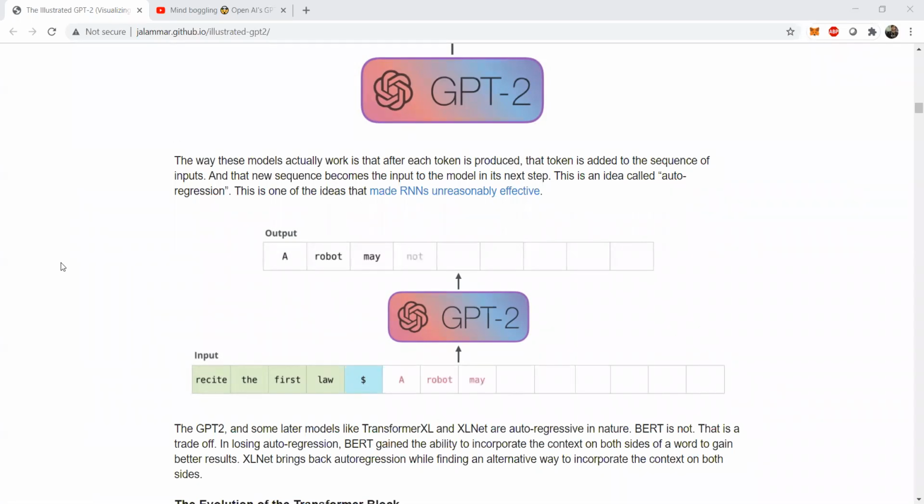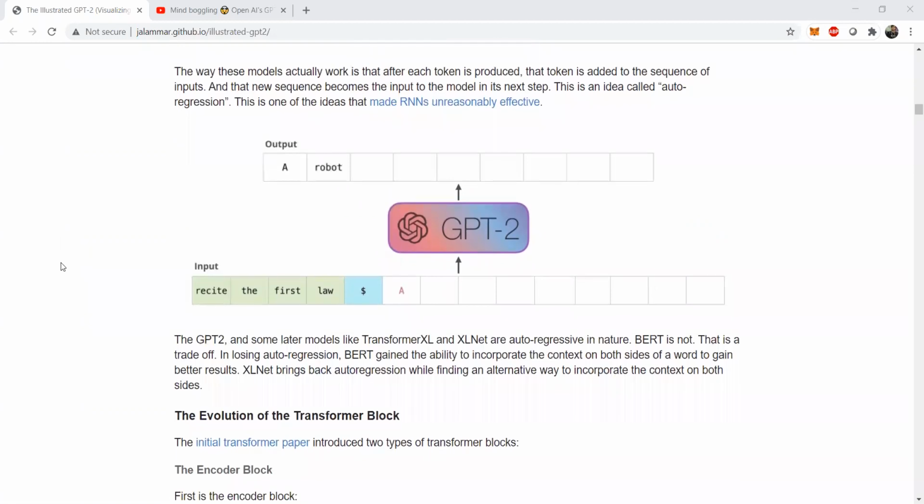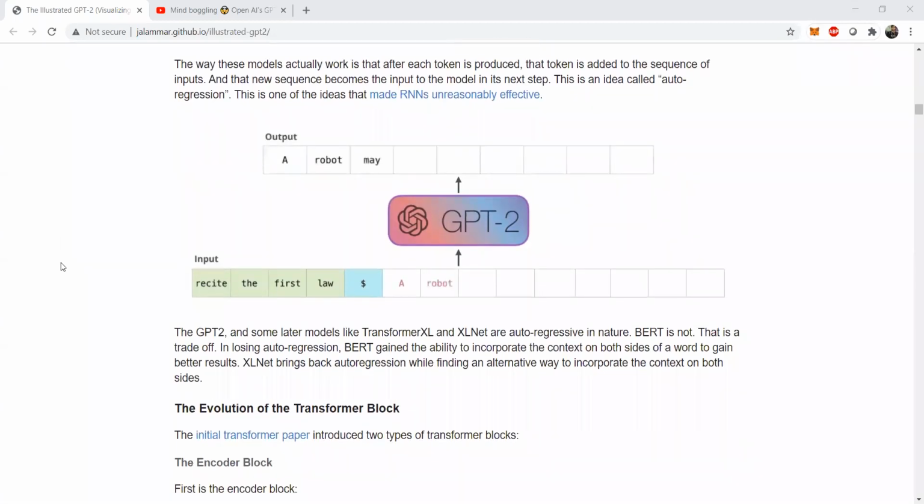And in the case of GPT, these layers comprise only decoder stacks one after the other. As we know, in decoder stacks, we have the self-attention, the encoder-decoder attention, and the feed-forward neural network. There may be add and normalize in between them, but these are the main important features of a particular GPT-2 model. BERT is not that kind of autoregressive model. So BERT, in losing its autoregression, gained the ability to incorporate context on both the left and the right-hand sides of a particular word.